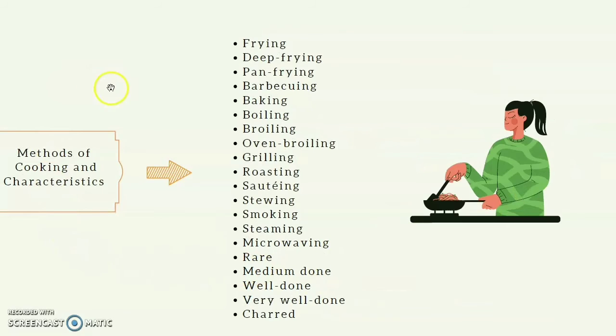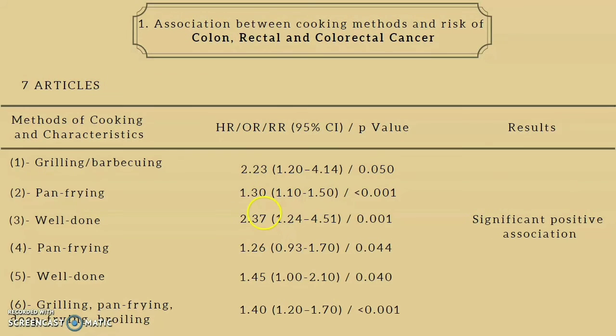And my main finding is the cooking methods and characteristics, and there are 15 types of cooking methods and 5 doneness levels altogether, which are rare, medium done, well done, very well done, and charred. As mentioned earlier, there are 9 types of cancer that showed a significant association with cooking methods, and I will be explaining one by one. The first one is association between cooking methods and risk of colon, rectal, and colorectal cancer.